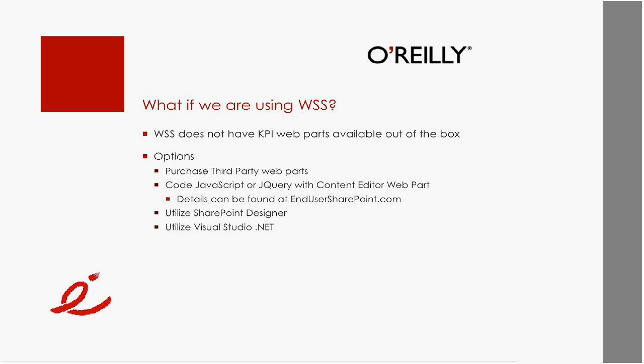Your second option is if you can't buy it, or if you don't have any way to install it, you can code these things. You can code dashboards or visual indicators using JavaScript or jQuery with what's called a content editor web part. Now, this requires some kind of coding, but if you're not quite sure how to do that, go to endusersharepoint.com. They have a whole series on building dashboards using JavaScript and jQuery. And this is very, very beneficial if you have WSS, since there are no out-of-the-box web parts.